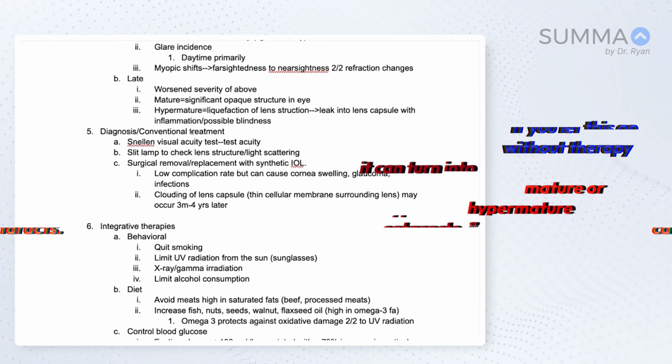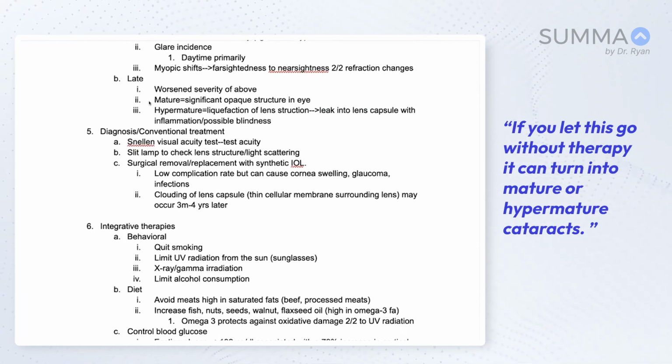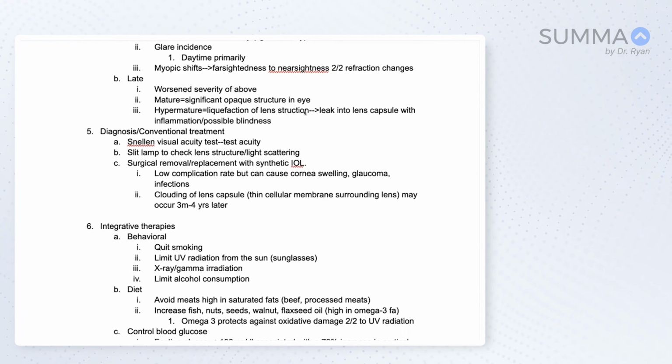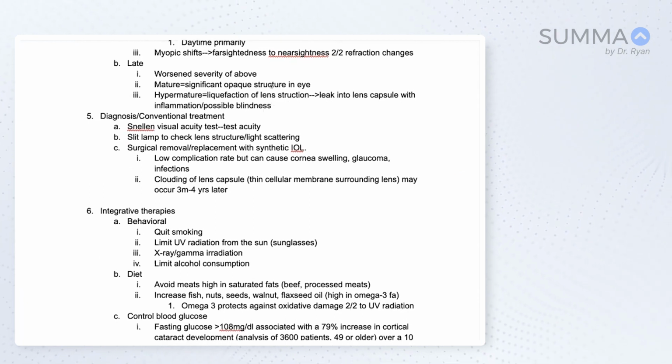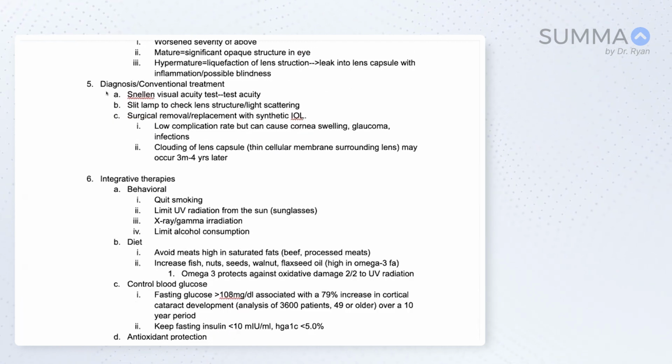If you let this go without therapy, it can turn into mature cataracts, in which they occlude practically all your vision and lead to blindness, or hypermature, where we actually get liquefaction of the lens structure. The issue with this is it can actually leak into the lens capsule and cause a lot of inflammation and long-term blindness. So this is something that's very, very rare to see in the U.S., but unfortunately occurs very commonly in third world countries, with a lack of medical care.